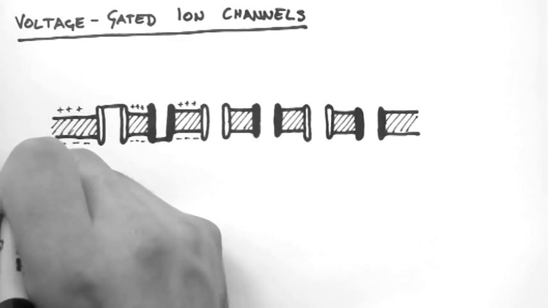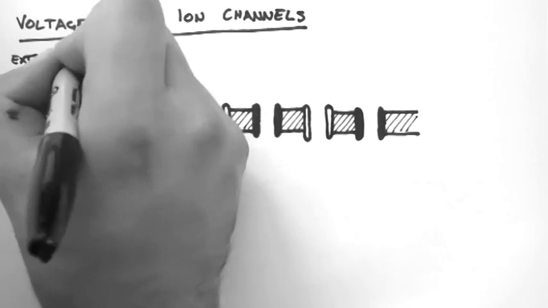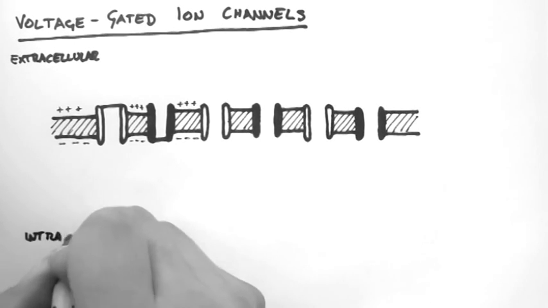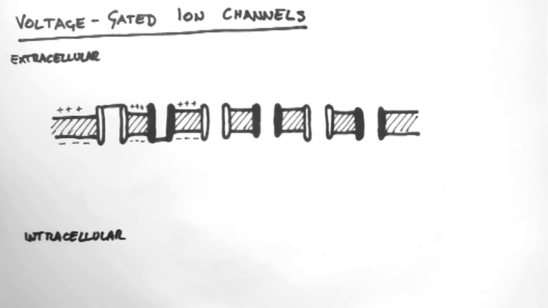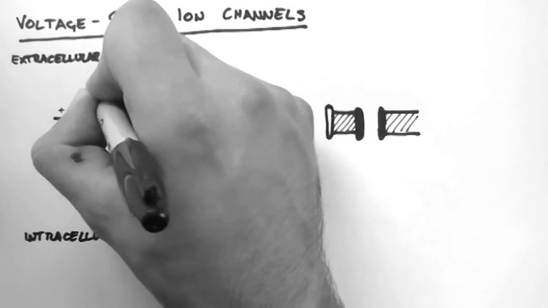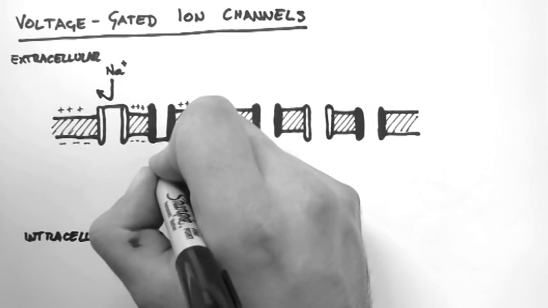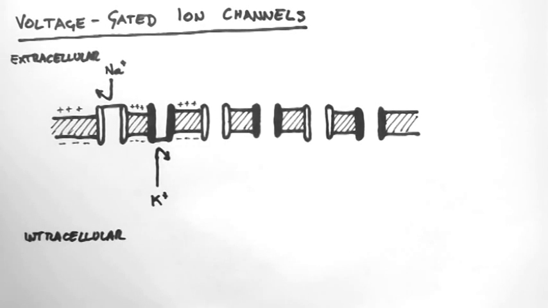So this is the outside of the cell, or the extracellular environment, and this is the inside of the cell, or intracellular. Remember in the last tutorial we said that sodium wanted to move this way but couldn't, and potassium the other way. Well, they still can't because their channels are closed.